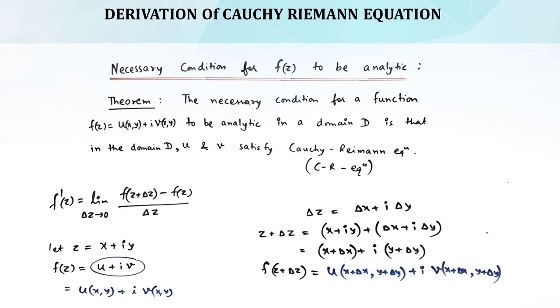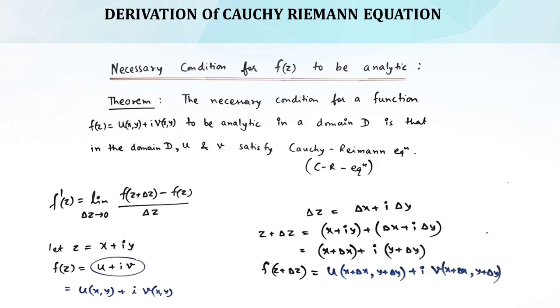If we need to find whether a function is analytic or not in a particular domain, we need to check whether that function satisfies the Cauchy-Riemann or CR equation criteria. The theorem states that the necessary condition for a function f of z, which consists of the real part u as a function of x, y and i v as a function of x, y, to be analytic in a domain D is that u and v satisfy the Cauchy-Riemann or CR equations.